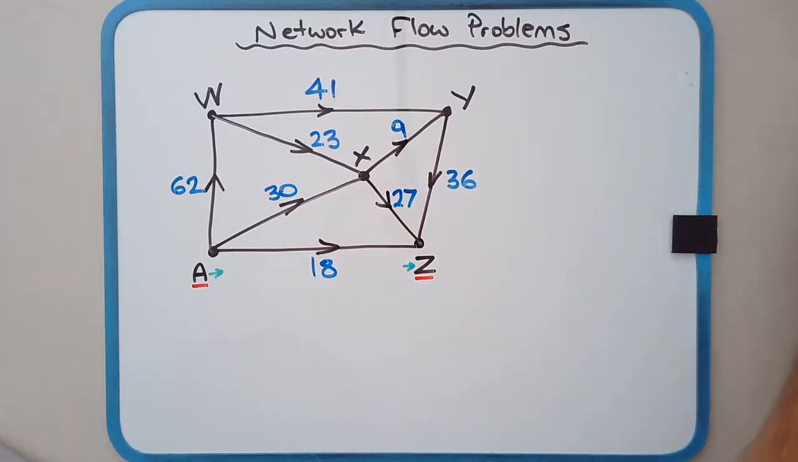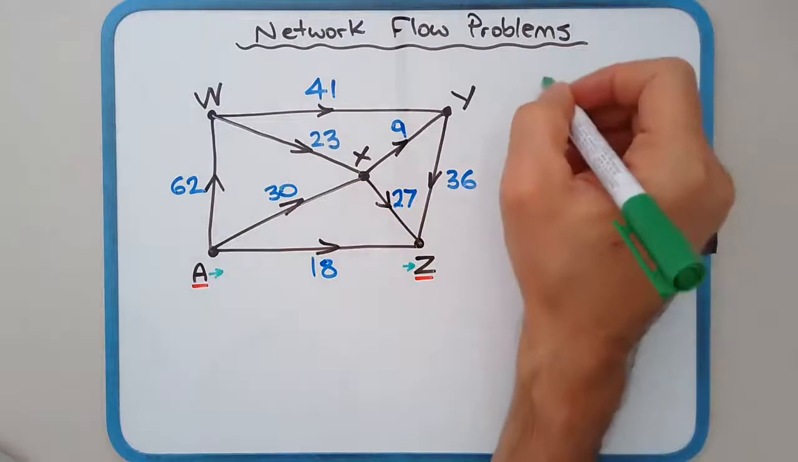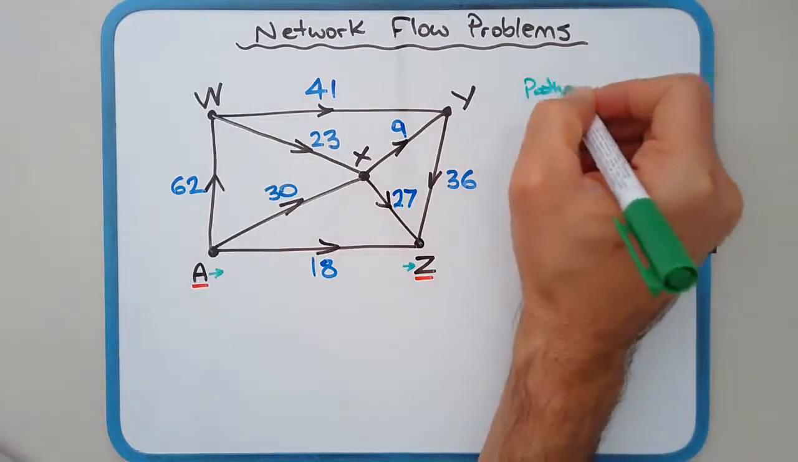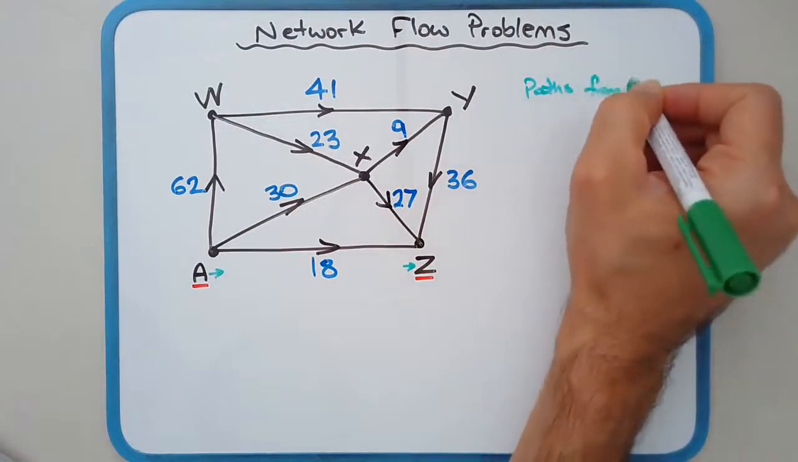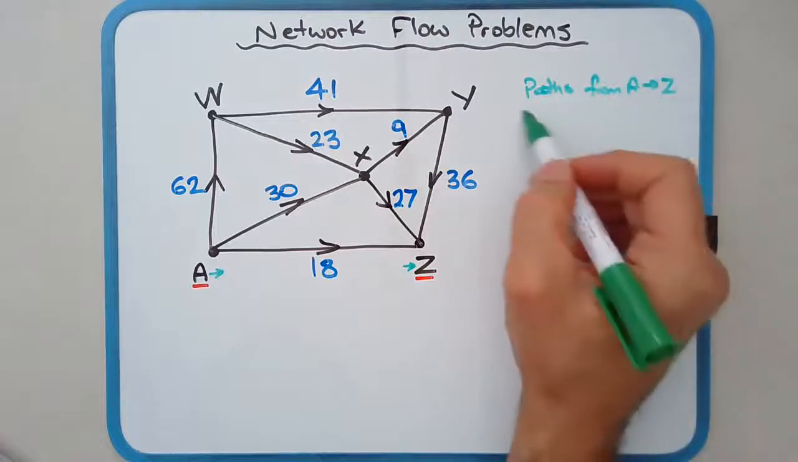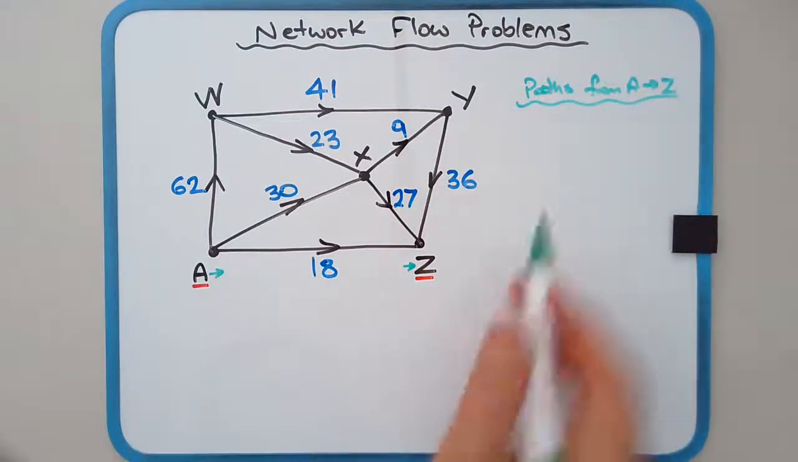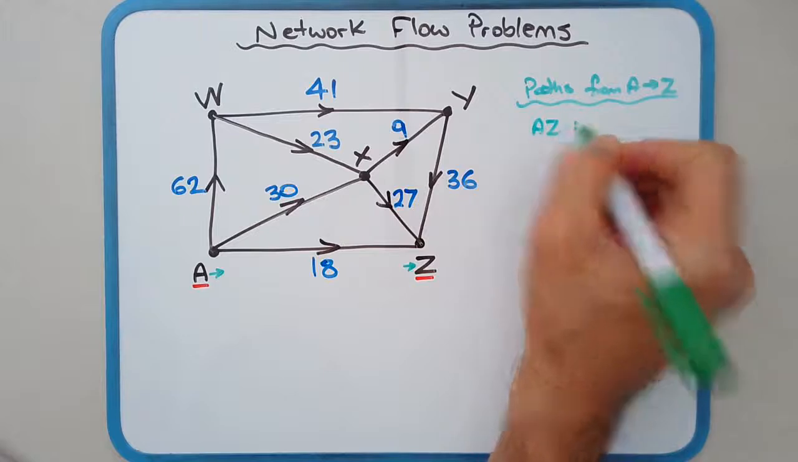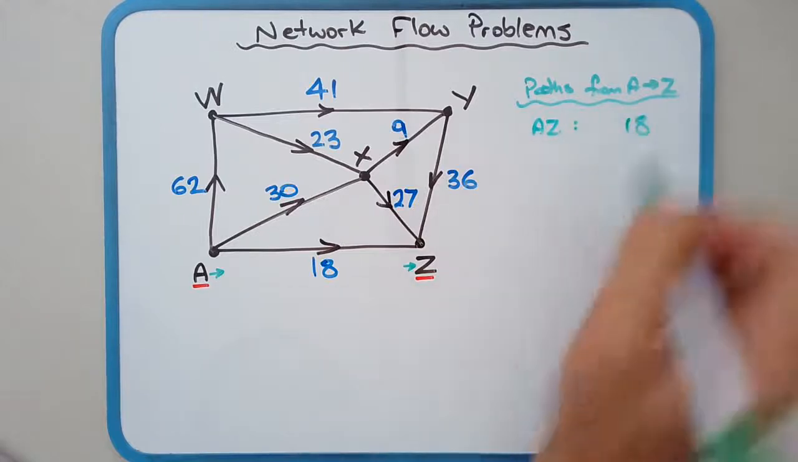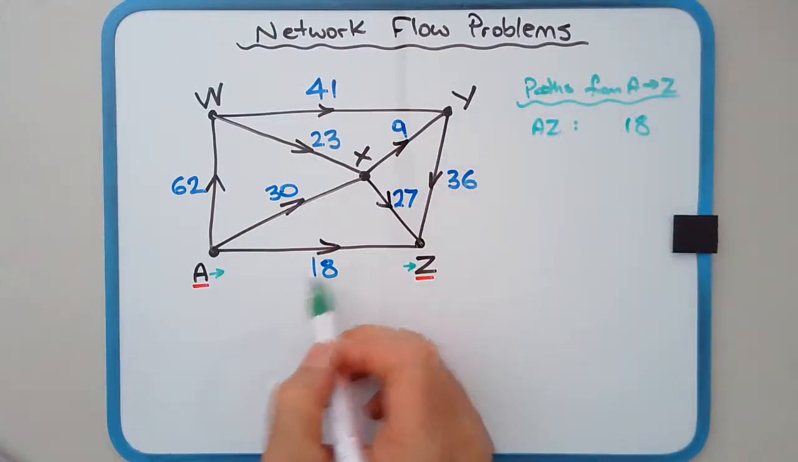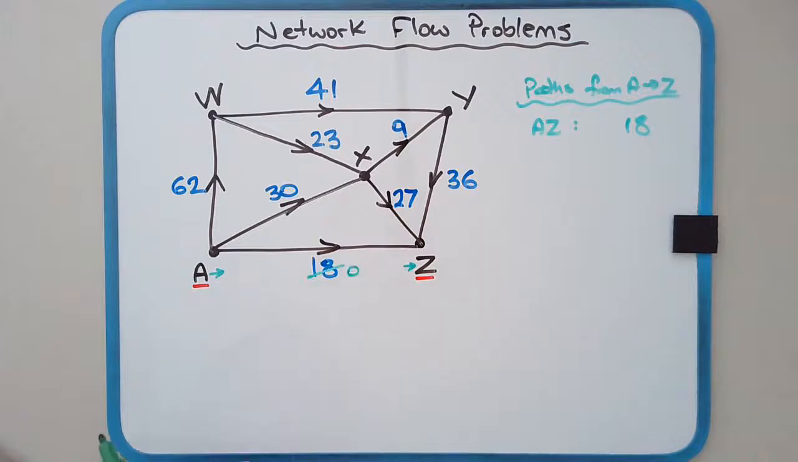I mean, you could use the minimum cut maximum flow theorem if you like, but we're just going to do this the algebra way, or the numerical way. First of all, let's have a look at paths from A to Z. The most direct path is AZ, obviously, and that can flow 18. So we subtract 18 and it becomes 0.